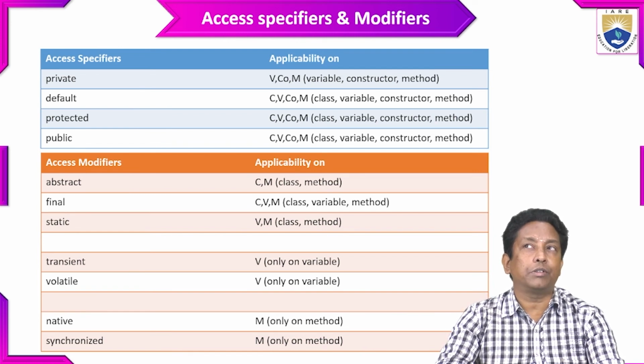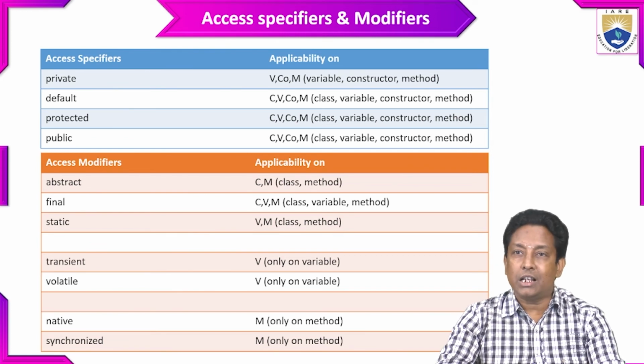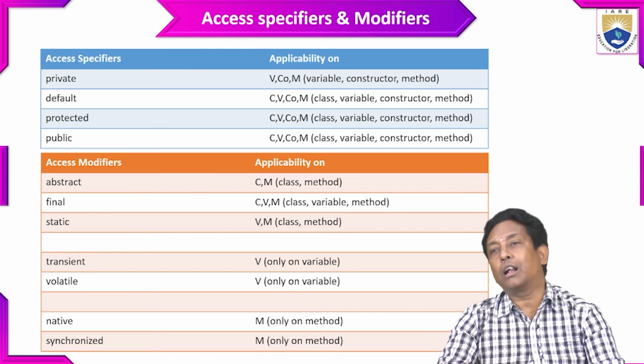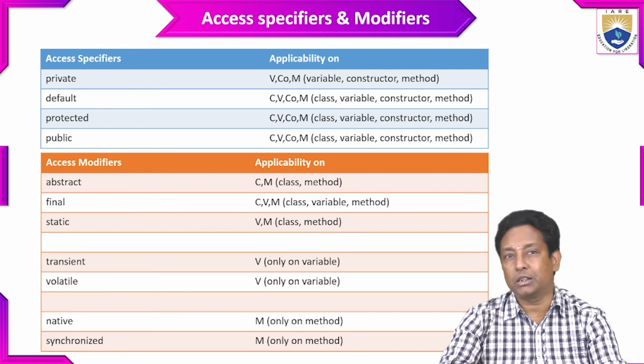Coming to the default. The default access specifier can be applied on class, variable, constructor, method. Class can be declared as default. If a class is declared as default, it cannot be accessed outside the package, though a package declaration exists. That we'll see later. Class variables can be default, constructors can be default, methods can be default.